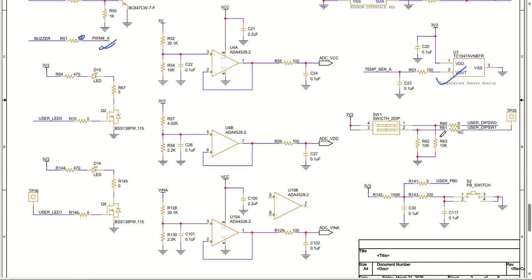Talking about the voltage measurement, 5 volt is measured by this voltage divider. After buffering and filtering, it goes to ADC VCC. Similarly, 3.3 volt is monitored and sent to ADC VDD. Then this V in A is the 15 volt input, which is measured like this and goes to your ADC V in A. Then we have two LEDs, LED 0 and LED 1. This pin is not available, so I have just put a test point here.